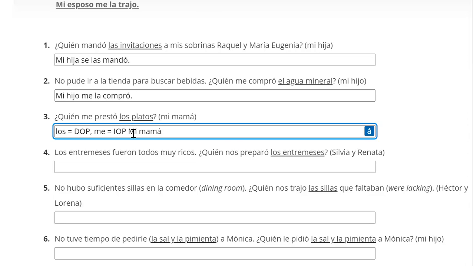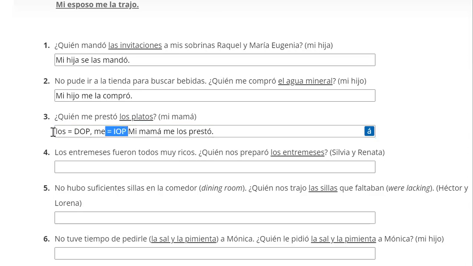Now what should go next? We know we're going to have prestó as our conjugation, but there's going to be something before that because we always put our object pronouns before our conjugated verb. We have exceptions that we know if we have an infinitive or a present participle, but we're not going to have any of those in these examples. We're going to keep it just with straight up conjugations. So we'll put it before the conjugation, right before it. And in our specific order, our indirect comes first, which is me. Our direct comes next, which is los. Mi mamá me los prestó.